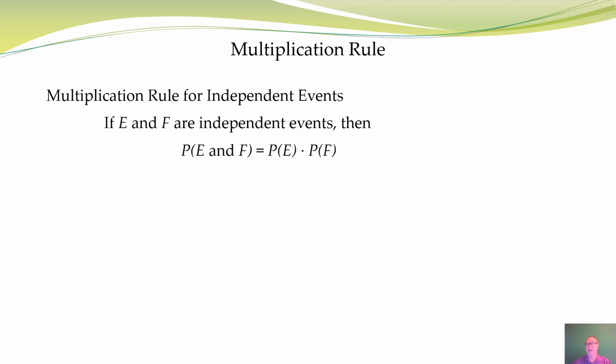Multiplication rule for independent events. If E and F are independent events, then the probability of E and F is equal to the probability of E times the probability of F.